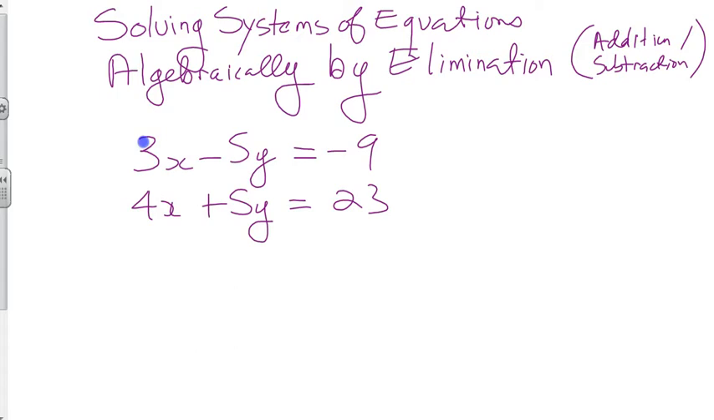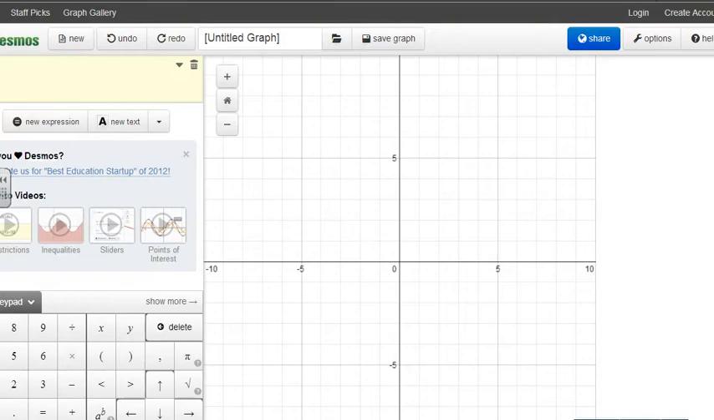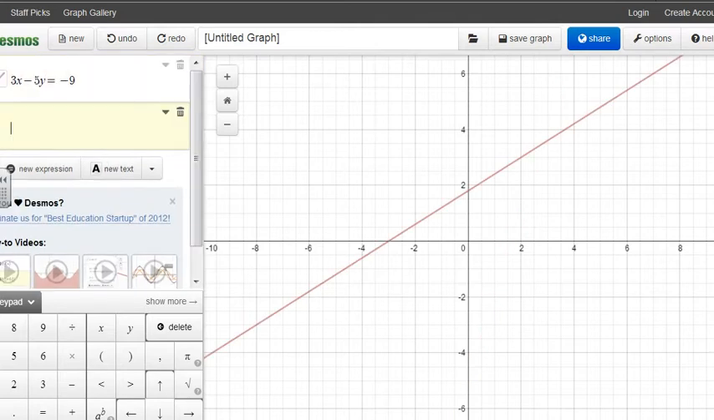Let's go to Desmos, and we'll just graph those two. So what was the first equation? 3x minus 5y equals negative 9. And what's the second equation? 4x plus 5y equals 23. Spoiler alert, we're actually going to end up solving this. As soon as we graph it, we're going to see where the point of intersection is, but we're still going to do this algebraically. So apparently they intersect at (2, 3). This would be nice by graphing, because it's a nice, obvious point of intersection.